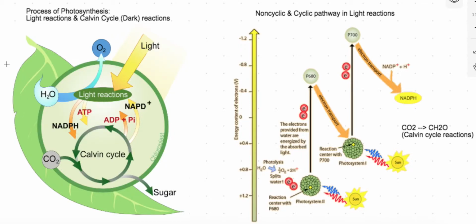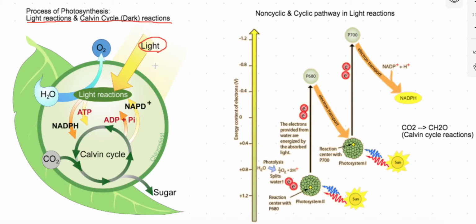In general, the process of photosynthesis is composed of two sets of reactions, the light reaction and the Calvin cycle or dark reaction. Light reactions occur only when solar energy is available. They occur in thylakoid membranes where the green pigment chlorophyll is present.